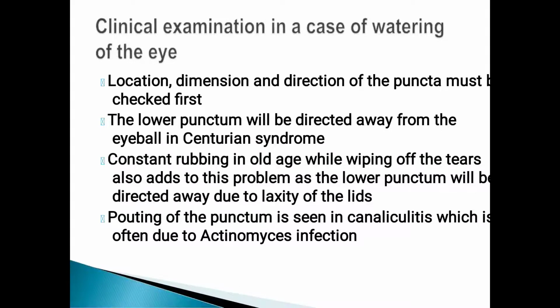So how do we examine a patient with watering of the eye? We have to ask for a detailed history: whether there was any injury to the eye, whether any foreign body has gone into the eye, and what the type of watering is, whether it is clear or whether there is any discharge. Then you should first see the location, dimension, and direction of the puncta. Sometimes we can see pouting of the punctum, which will indicate canaliculitis caused by actinomyces infection.